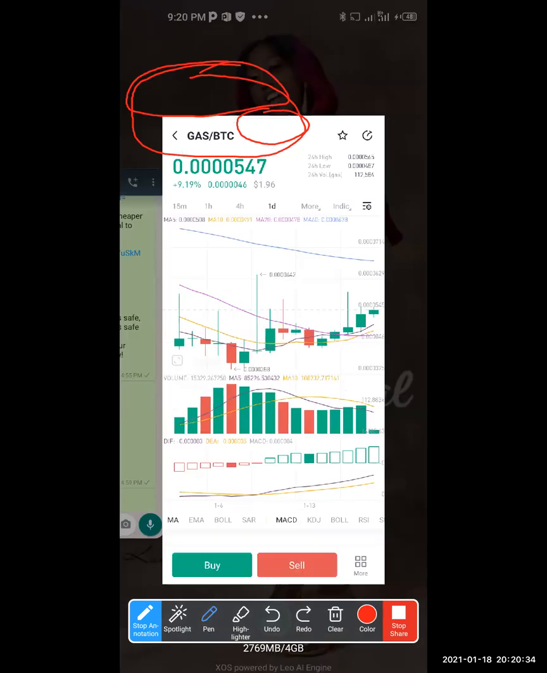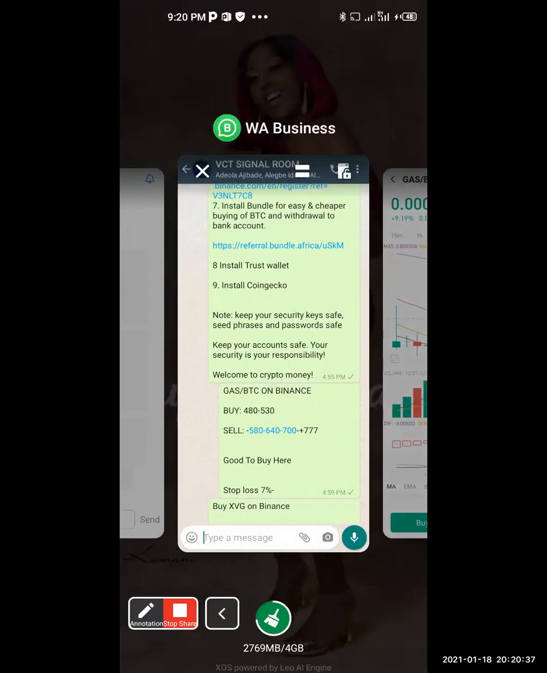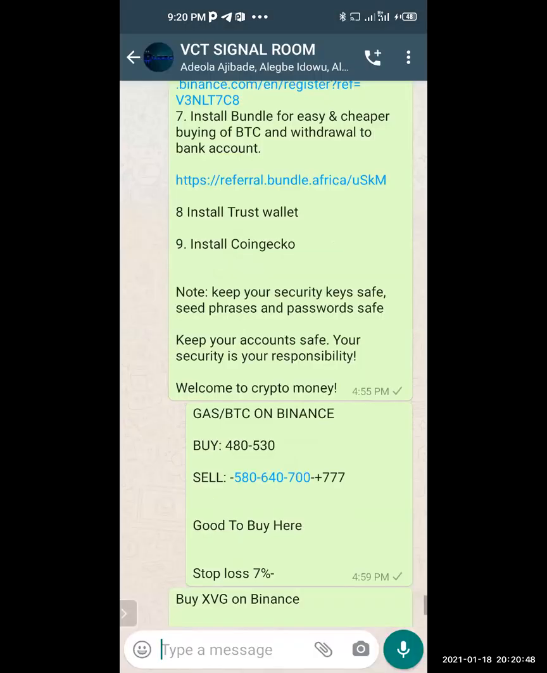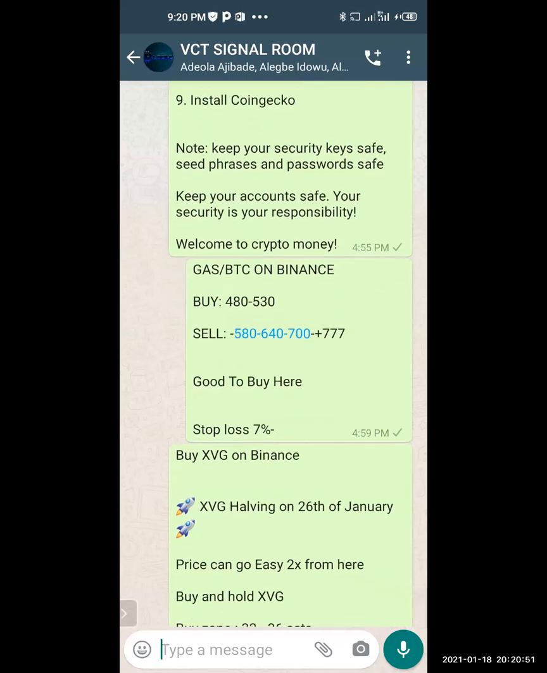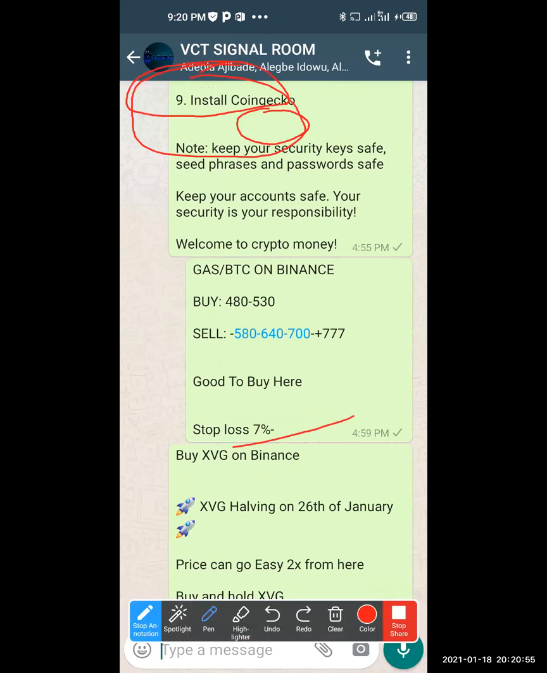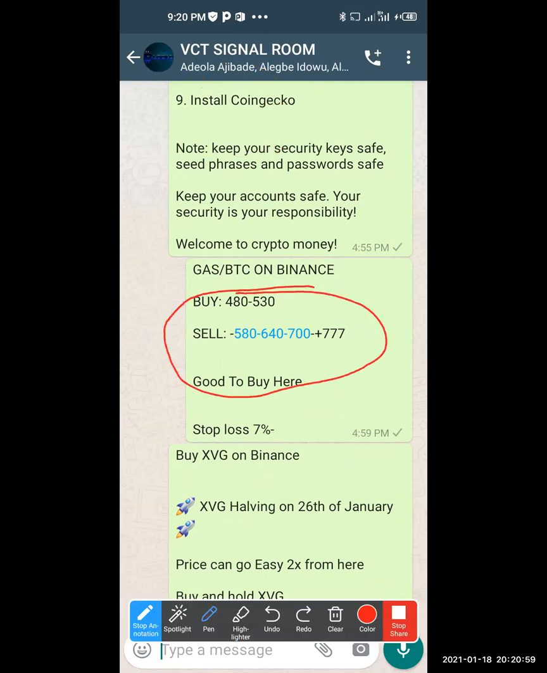Now let me use the signal that I gave. If you look at this price in this place, you will see that it's written in Satoshi, because of course there's nothing like this price in dollars, but there's an equivalent of it in dollars. Because they said GAS BTC, it means that the valuation you will see will be in Satoshi. Like I said, buy between 480 to 530. Now let's look at this.